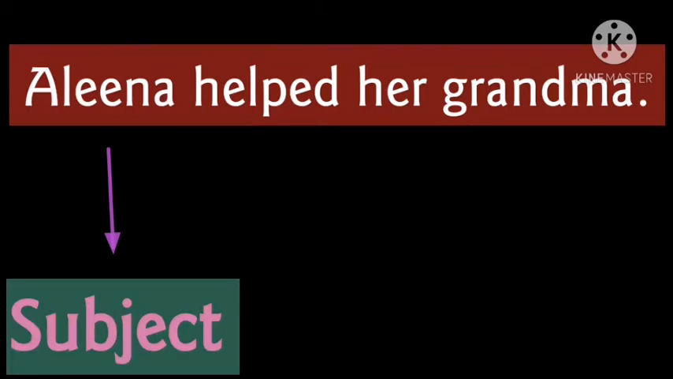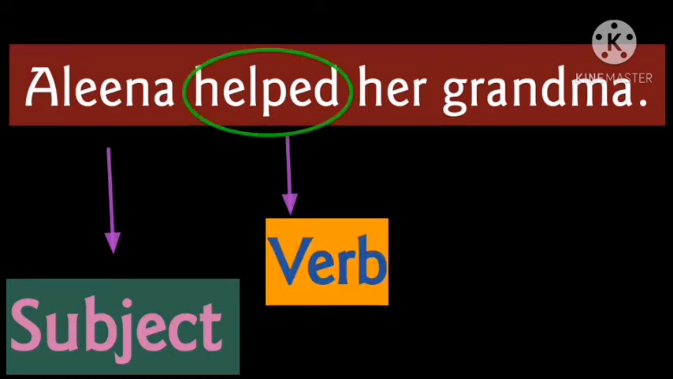Then, what is the verb in the sentence? What is a verb? Verb is the word that expresses what the action is. Verb is the action word. Here in this sentence, what is the verb? Yes, helped. It is the verb in the sentence.